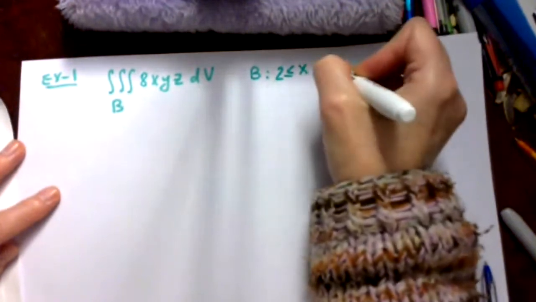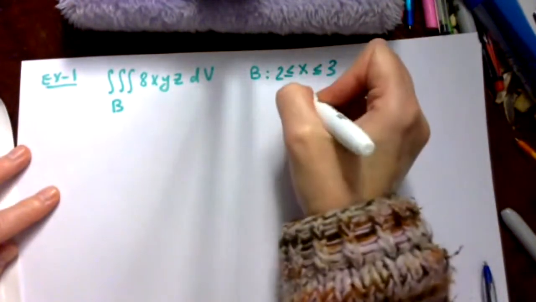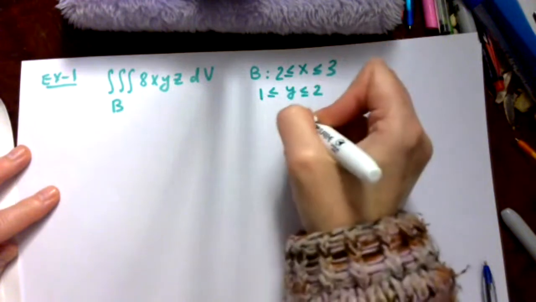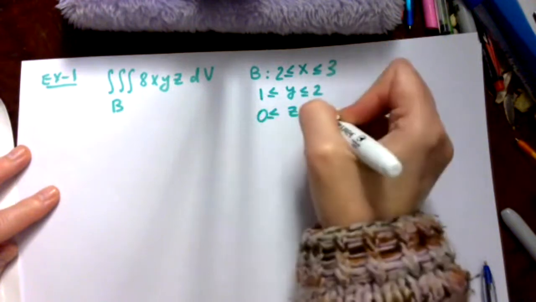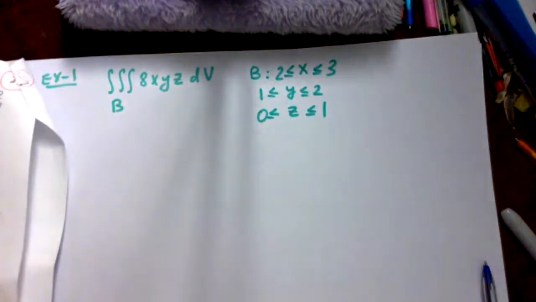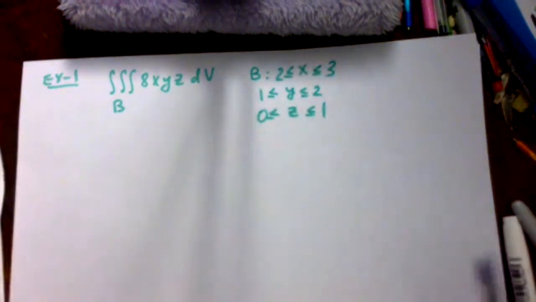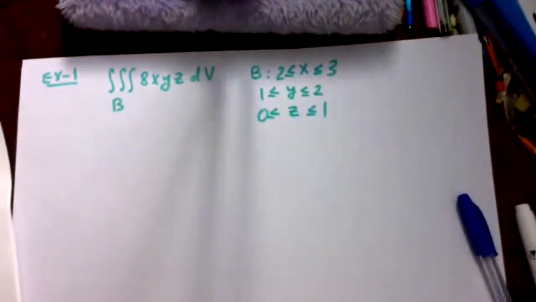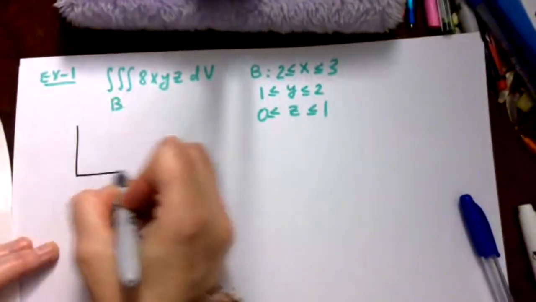We should call the surfaces. X is between 2 and 3. Y is in between 1 and 2. And finally, Z is between 0 and 1. So that's how they give you your 3D volume B, this time not T, but B. So let's try and plot it.